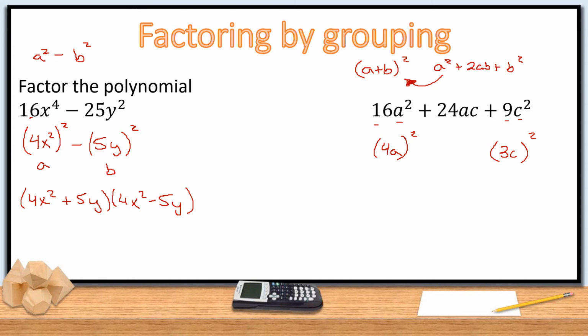So my a value is 4a, my b value is 3c. If I multiply those, so ab, that would be 12ac, and then times 2 is 24. So yes, this is a perfect square trinomial. So that means I can rewrite it in the form a plus b squared. This is the factored form, or if you really want to write it out, it's 4a plus 3c twice.